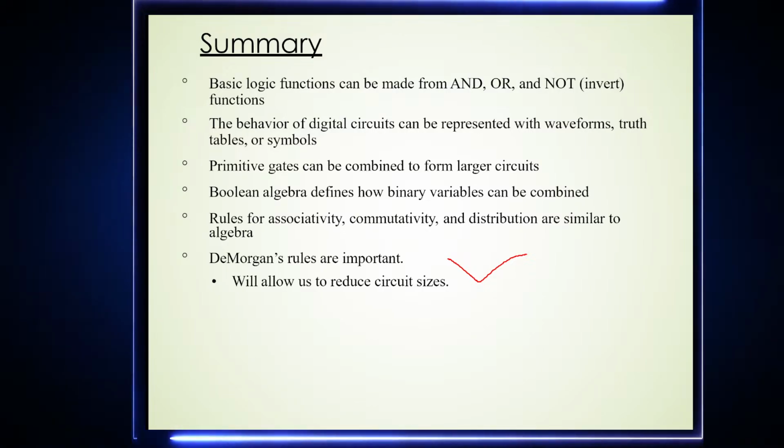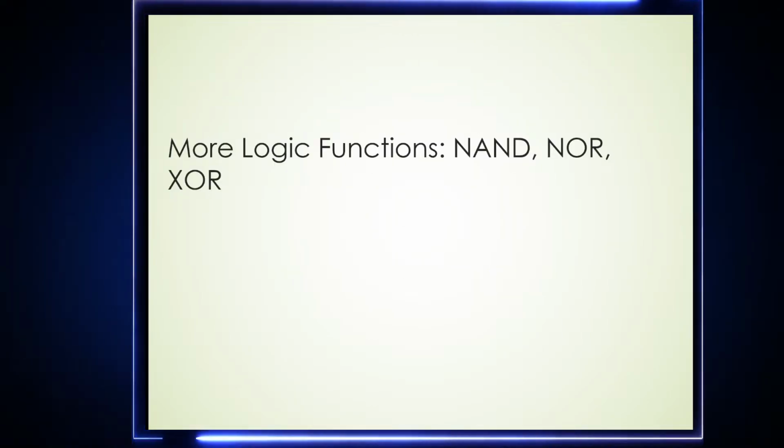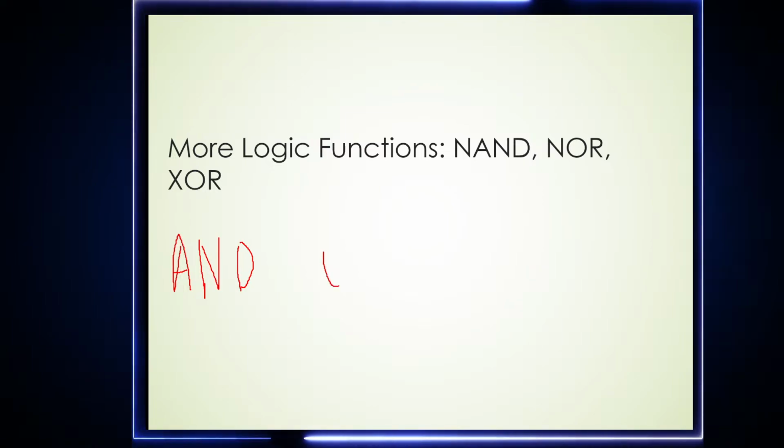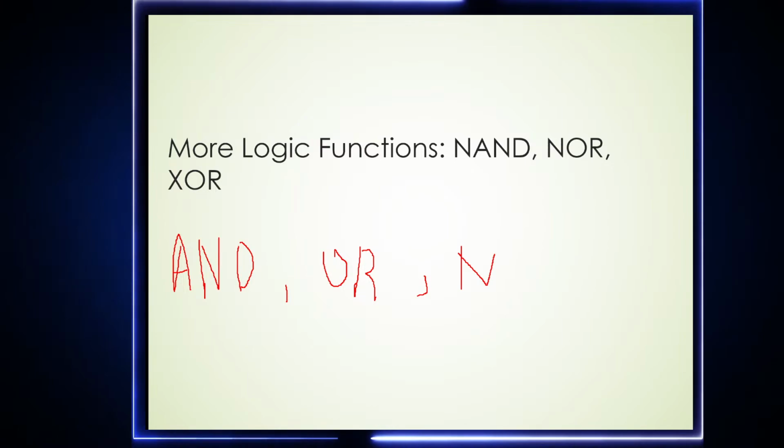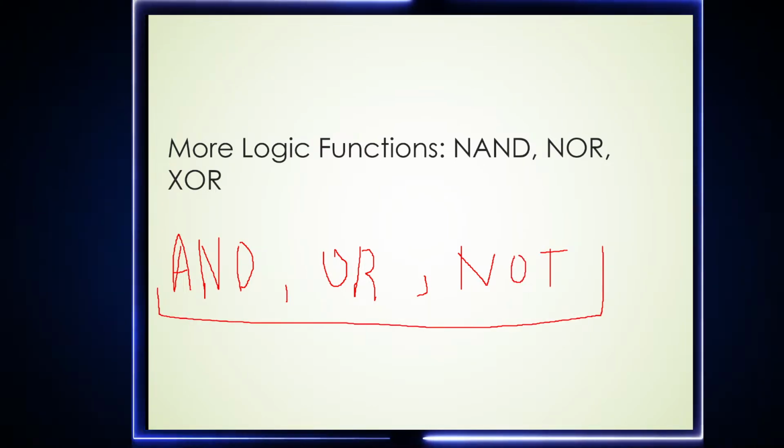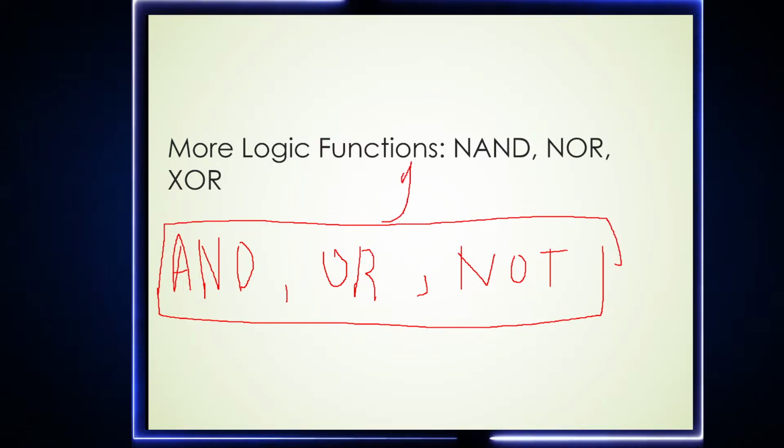Now let's move on to more logic functions. We already saw AND, OR, and NOT. These functions are called universal logic functions because all the remaining functions can be derived from these basic functions. So these are called the basic functions or universal functions: AND, OR, and NOT.